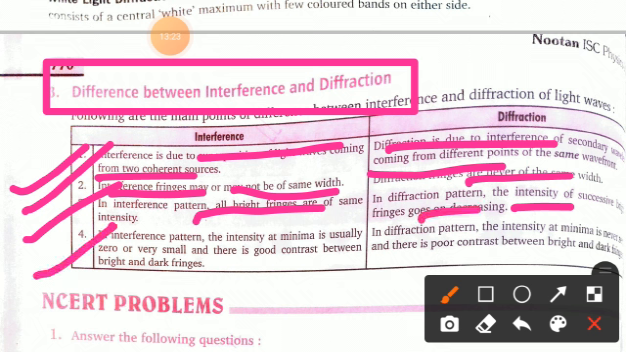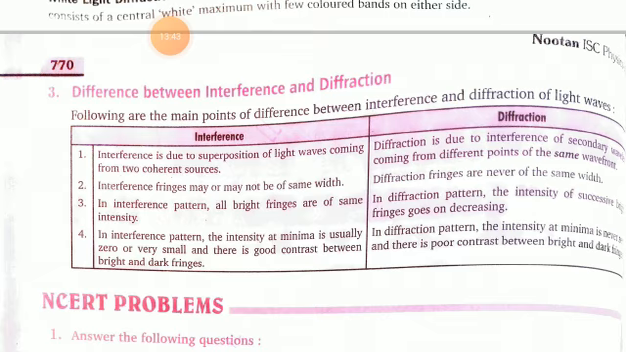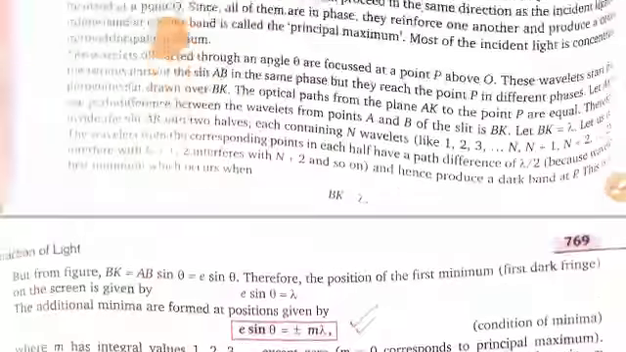Now the fourth and last one: in an interference pattern, the intensity at minima is usually zero or very small, and there is a good contrast between the bright and dark fringes. Whereas in a diffraction pattern, the intensity of minima is never zero and there is poor contrast between the bright and dark fringes, so you cannot easily identify the bright and dark fringes.